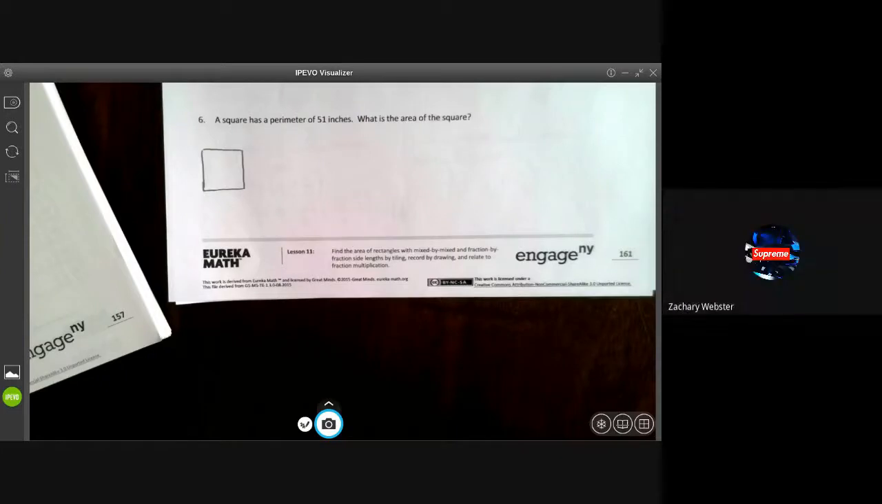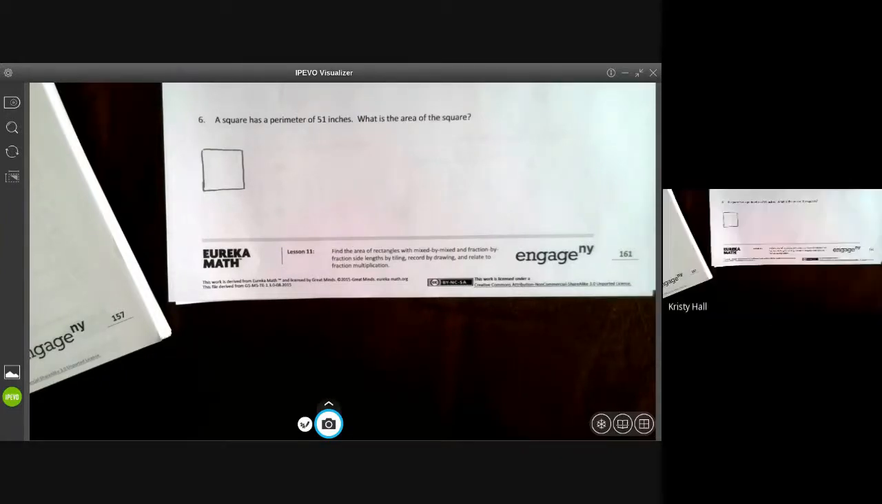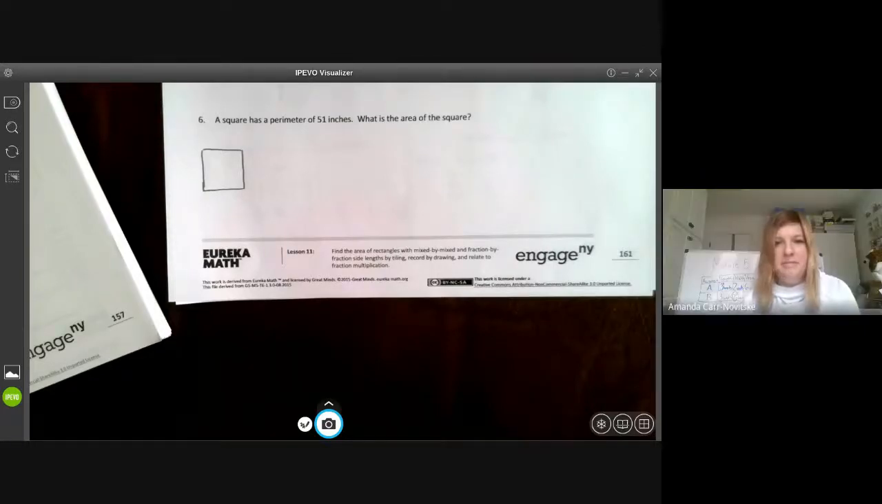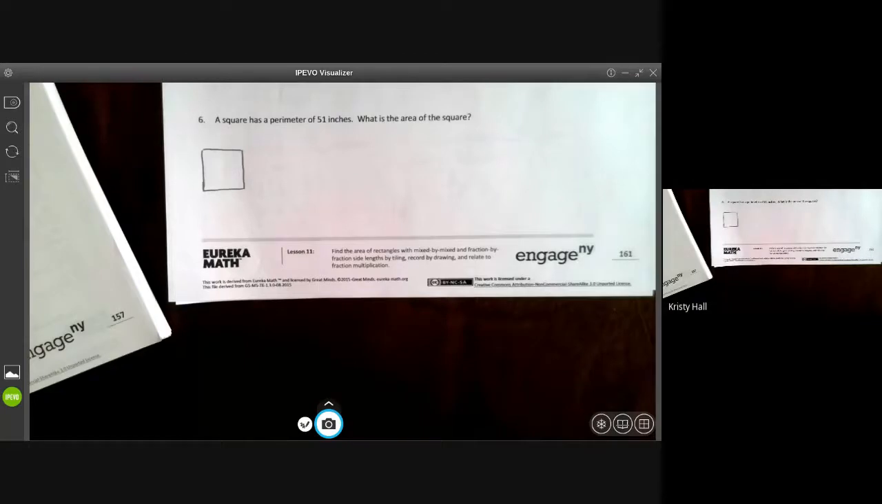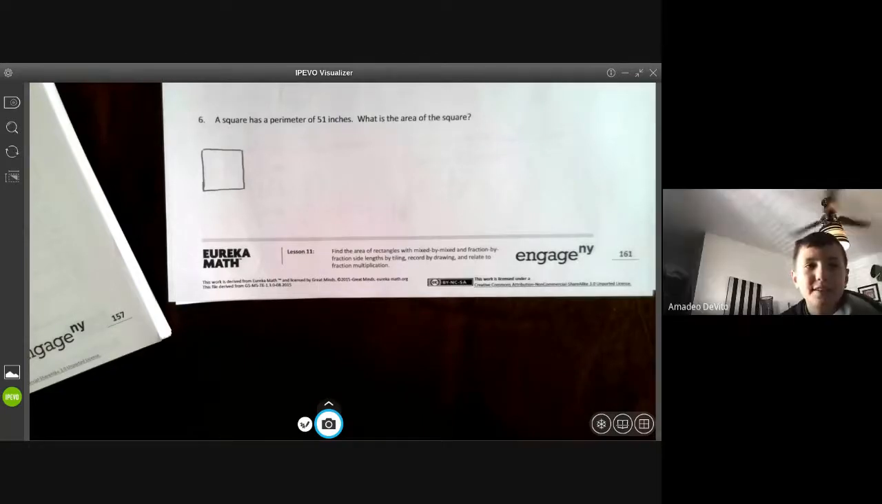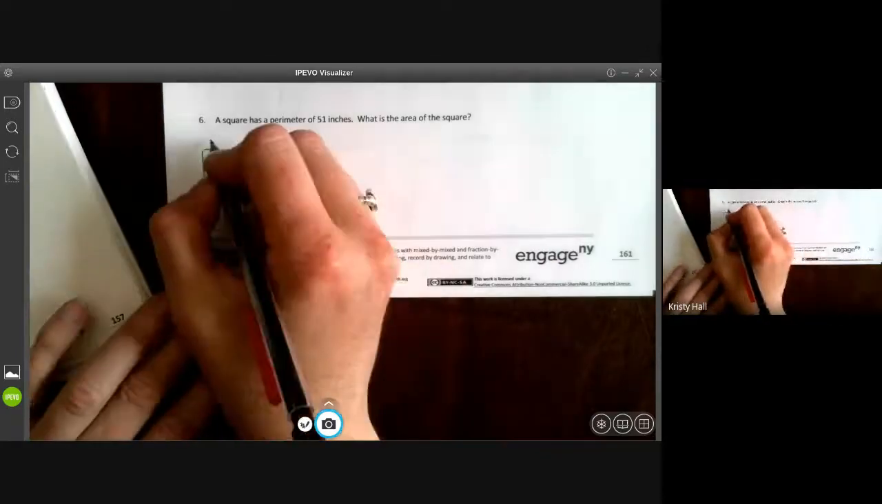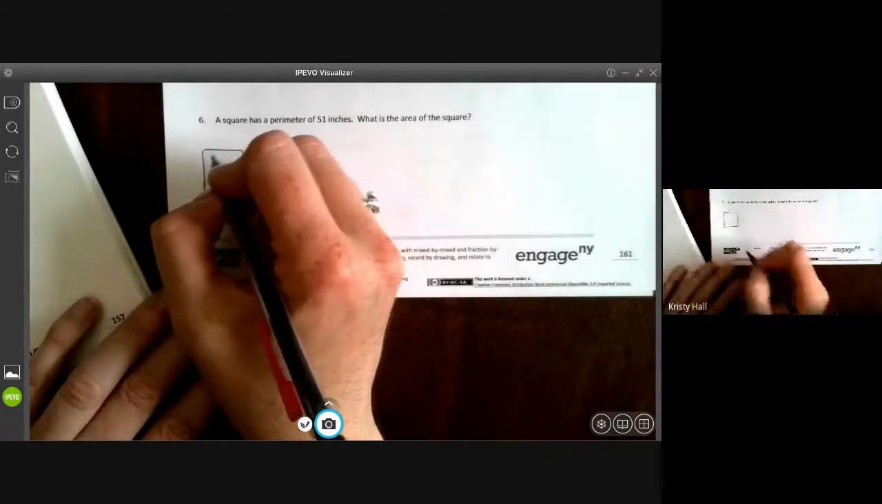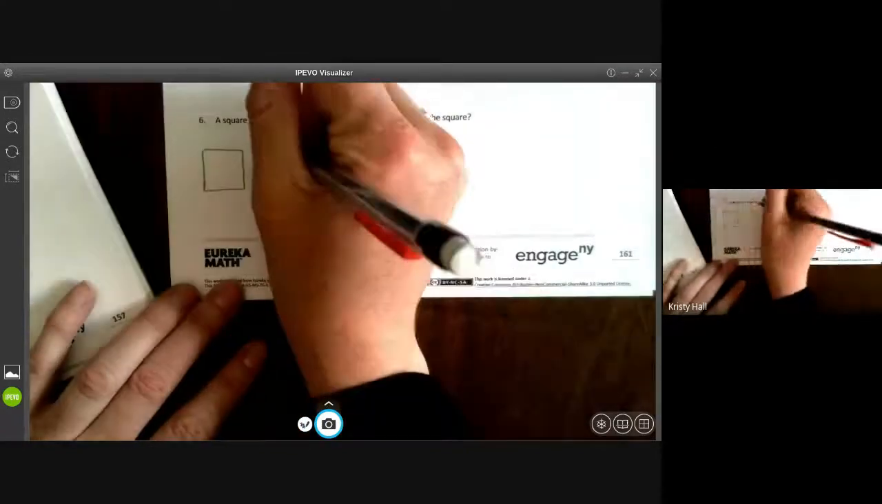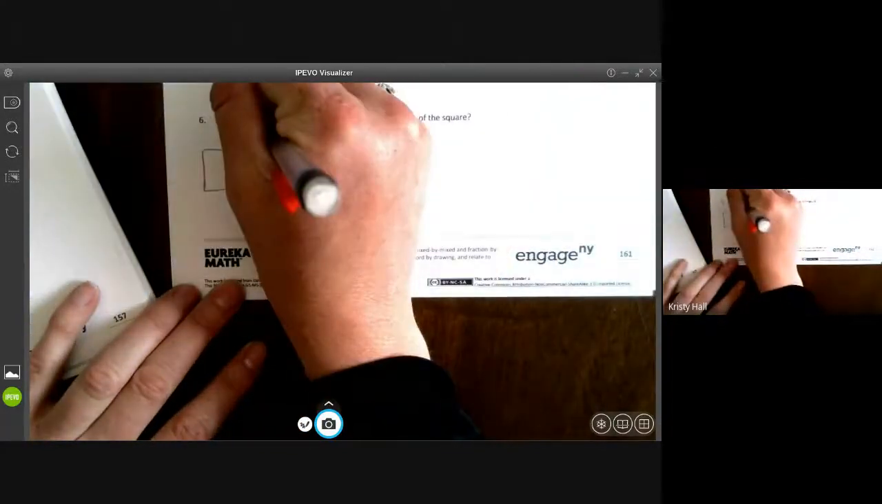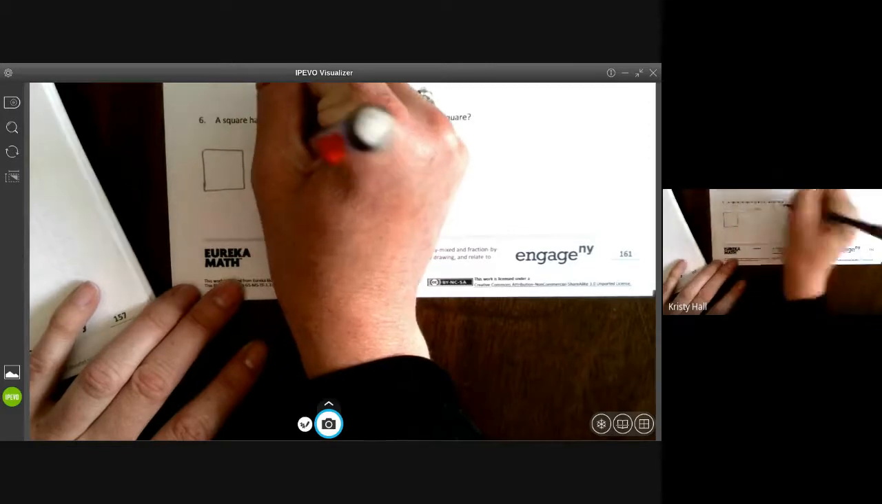It's the perimeter, so we can just divide 51 divided by 4. Why would I divide it by 4? I think I heard someone else kind of say it. Yeah, Mario did. Mario, what's special about the square? The width and length are all the same. Yeah, all the sides are the same. And perimeter, Zach told us, is all 4 sides added together. So what we can do to find the side length is we can take 51 and divide it by 4.